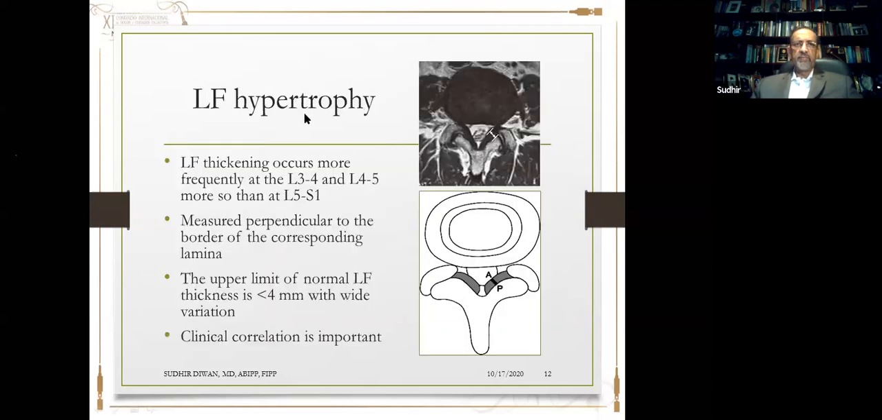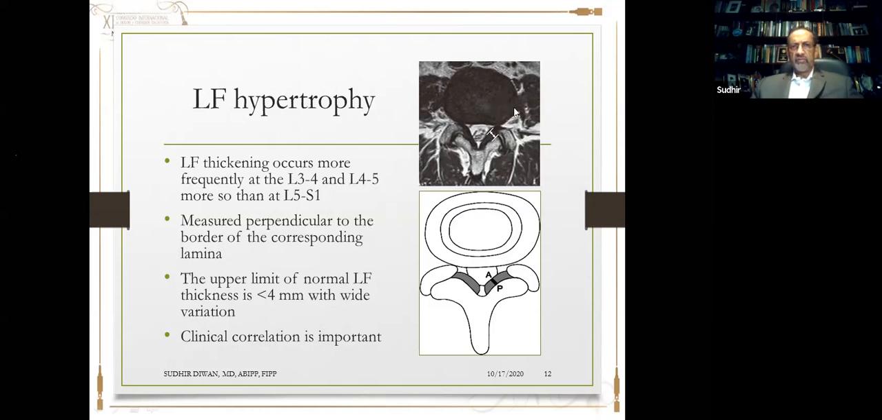The other very important structure we have to understand is the ligamentum flavum, and hypertrophy of the ligamentum flavum contributes to central stenosis. So here you can see the ligamentum flavum, which is normally less than 3 millimeters, and at that time your canal is more oval or more round, but it becomes triangular when there is ligamentum flavum thickening. And generally speaking, if it's more than 4 millimeters, that ligamentum is thick.